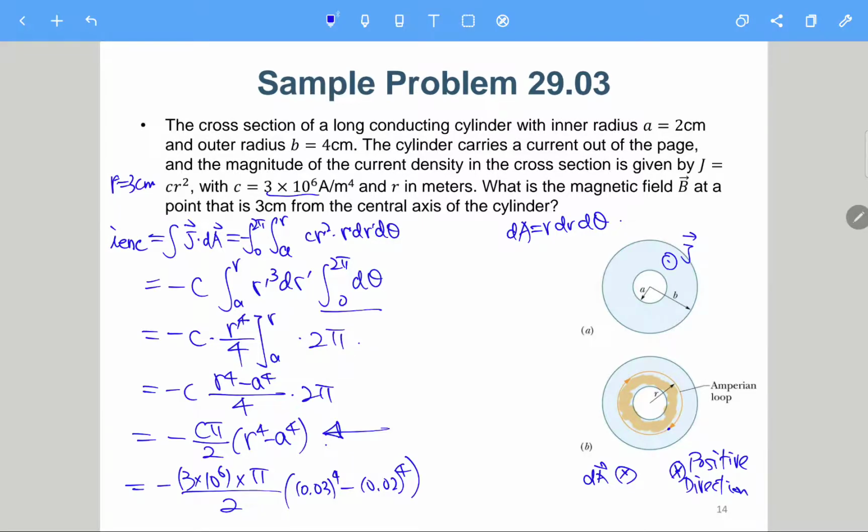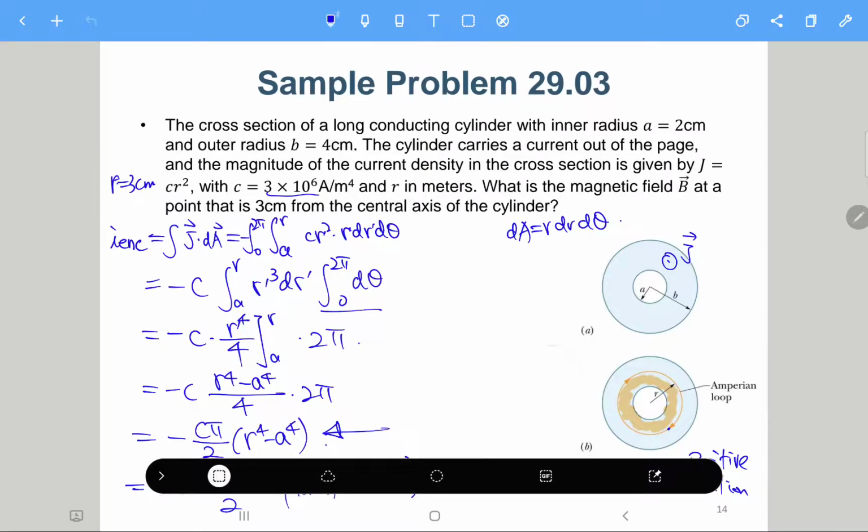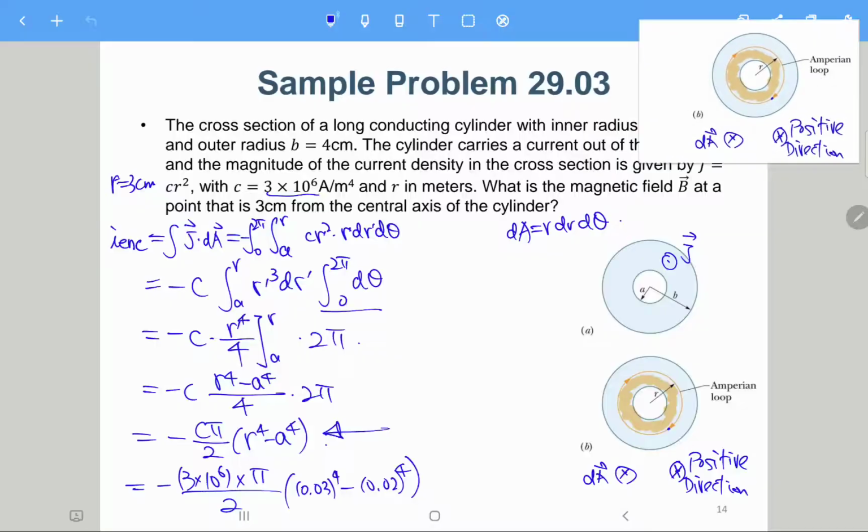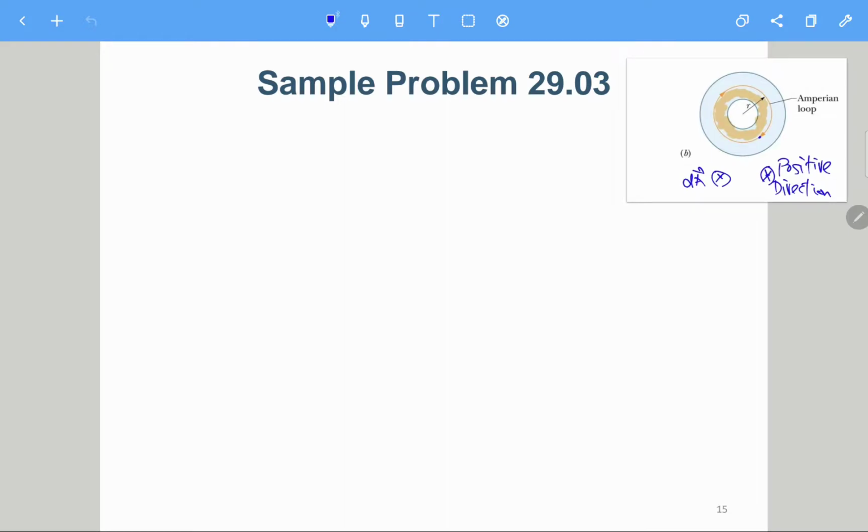So now we can apply Ampere's law. We can just keep this one here, and then we should have B dot ds equals mu naught I enclosed, and we already know that I enclosed is minus pi over 2c times r to the 4th power minus a to the 4th power.